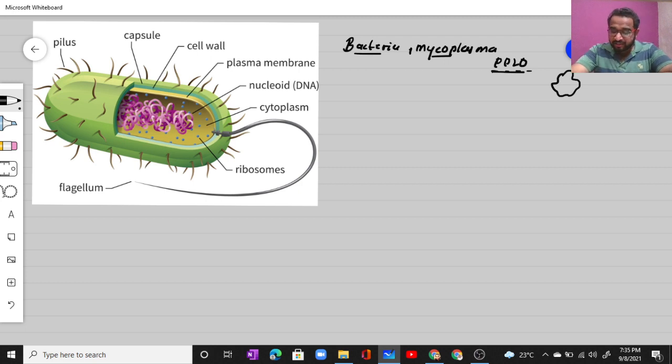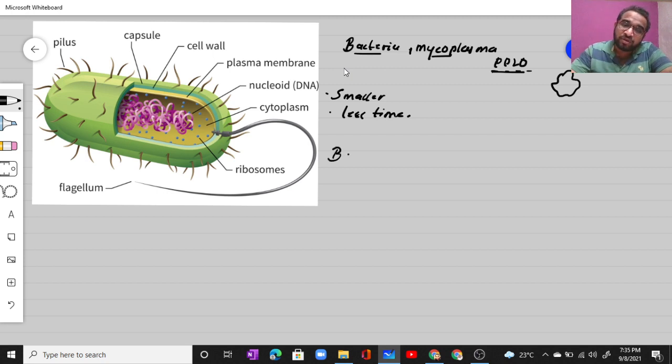Next, they are basically very small in size, and when they multiply, they take very little time as compared to eukaryotic cells. A bacterial cell may multiply within 15 to 20 minutes. That is the generation time of a bacterial cell. That is how bacterial cells multiply within such a short period of time. They may vary greatly in their shapes and sizes.